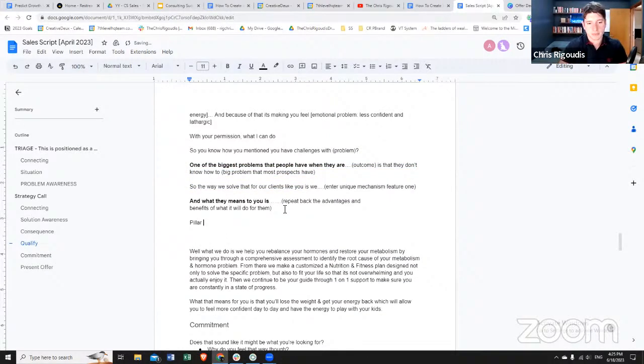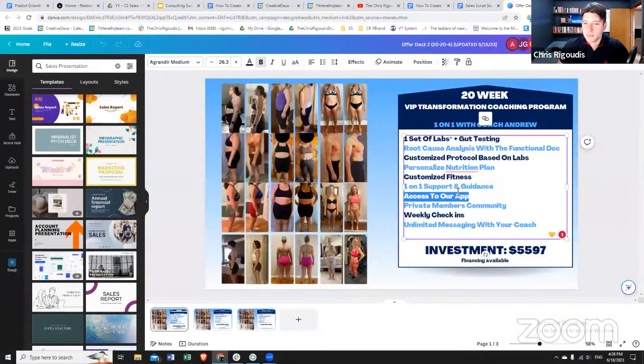Pillar 2, which is going to be your coaching, you can do one of 2 ways. You can do: the other big problem a lot of clients have is the lack of accountability and sticking to their plan, and also having insight when things go off the plan. And that's why we have coaching. So how coaching looks is you have one-on-one support with your coach. You have unlimited messaging with your coach.